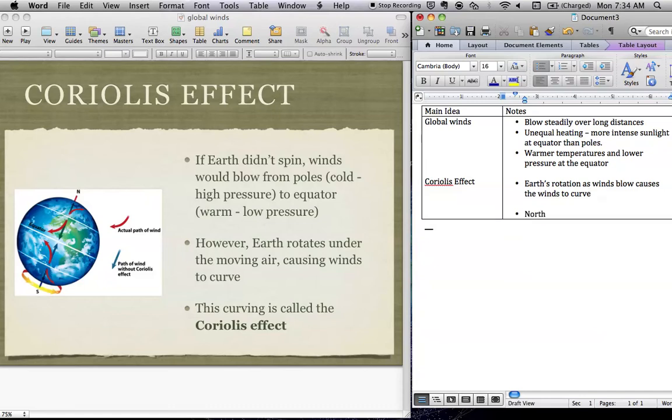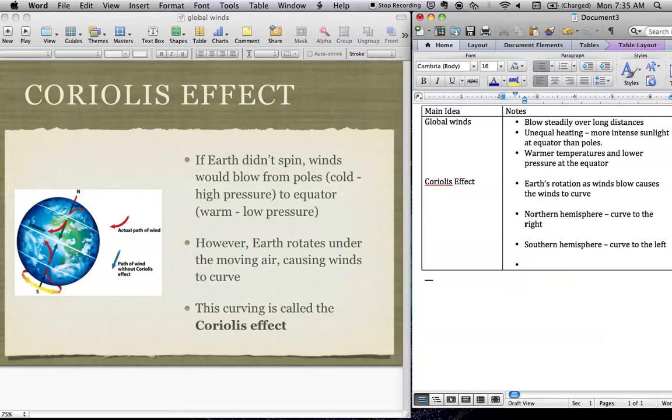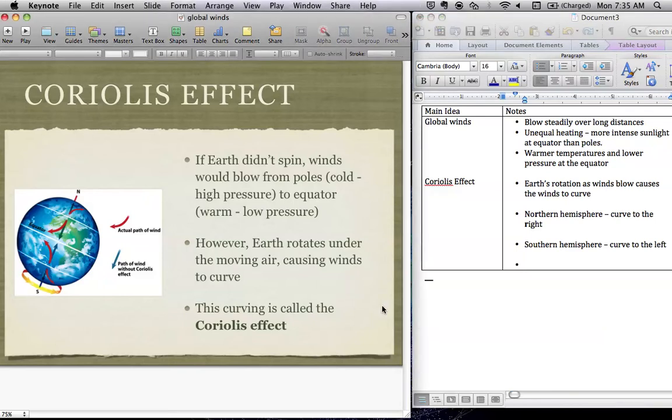In the northern hemisphere, winds curve to the right. And the way I remember that is north has an R in it, and so does right. So northern hemisphere curves to the right. Southern hemisphere, the winds curve to the left. And we're going to do some practice with this in class tomorrow, practice drawing the way that the winds would curve in different hemispheres. And we'll do some stuff with globes where you guys will trace out how the winds blow.